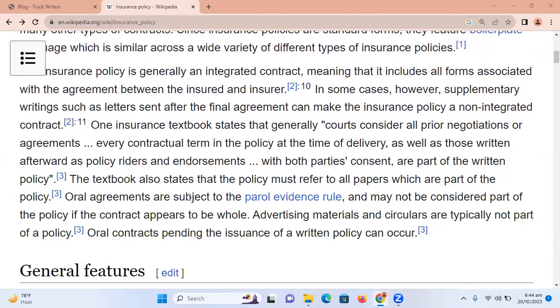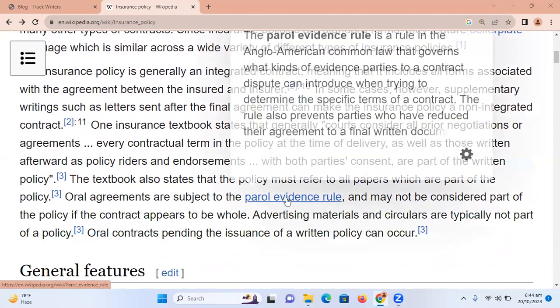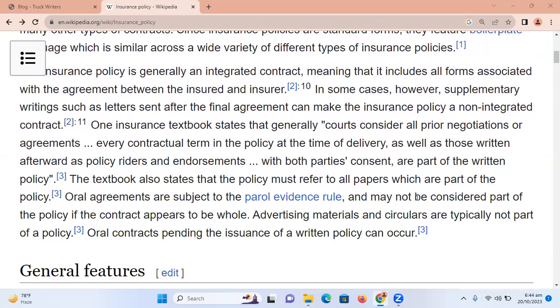Oral agreements are subject to the parol evidence rule and may not be considered part of the policy if the contract appears to be whole. Advertising material and circulars are typically not part of the policy. Oral contracts pending the issue of a written policy can occur.